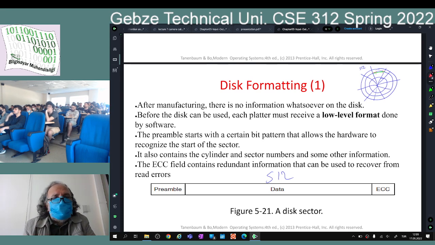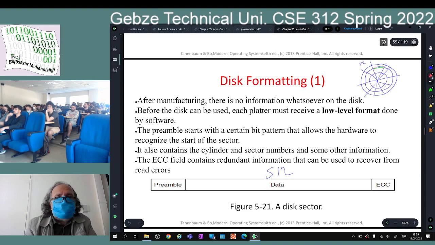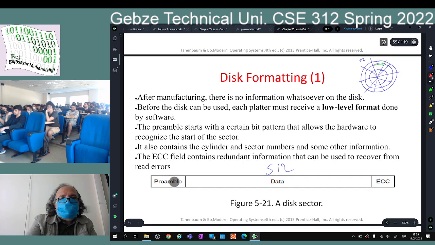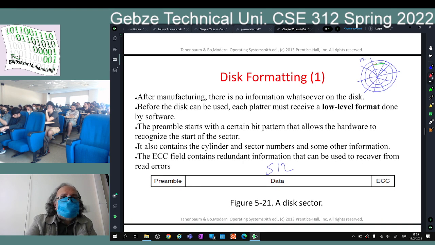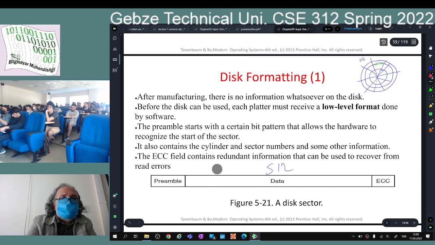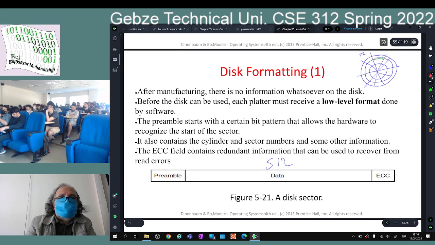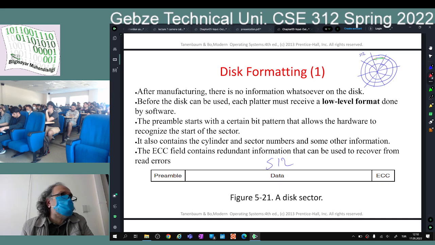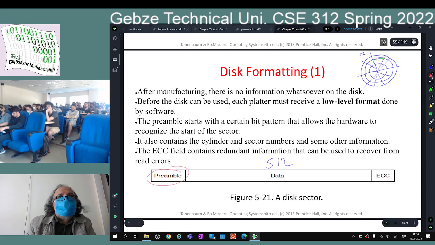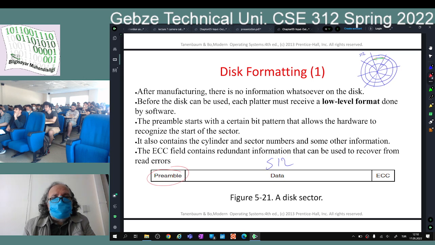After that special pattern, I have more information, such as the cylinder number of that sector, the sector number of that sector, and some other information. By reading this preamble, you know what cylinder you are at and what sector you are at. Now the hardware knows.